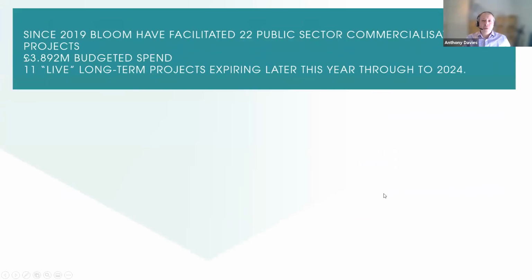I'm just going to focus now a little bit on what Bloom has been doing in this area recently. So on NEPRO 3, this category of commercialisation came into the NEPRO 3 framework as a new category back in September 2019. And since then, Bloom has facilitated 22 public sector commercialisation projects worth £3.892 million of budgeted spend. We've got 11 live long-term projects, which are either expiring later this year or running all the way through to 2024.